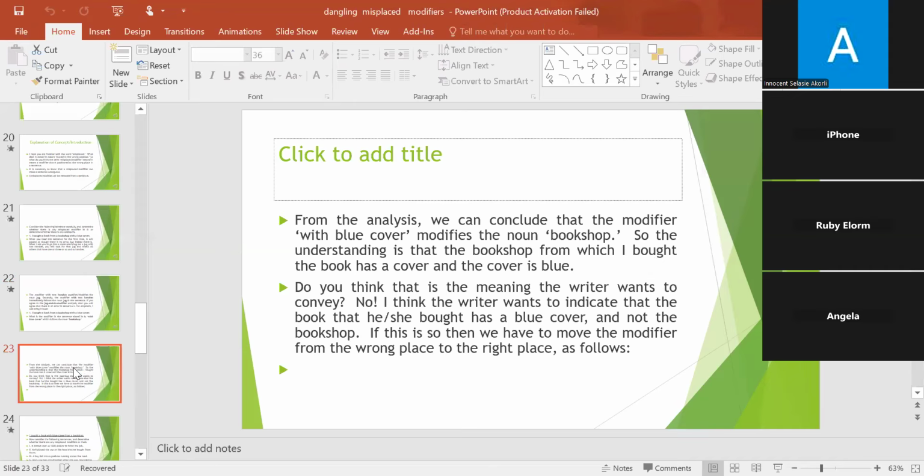From the analysis, we can conclude that the modifier with blue cover modifies the noun bookshop. So the understanding is that the bookshop from which I bought the book has a cover and the cover is blue. Do you think that is the meaning the writer wants to convey? No. I think the writer wants to indicate that the book that he or she bought has a blue cover and not the bookshop. If this is so, then we have to move the modifier from the wrong place to the right place as follows.